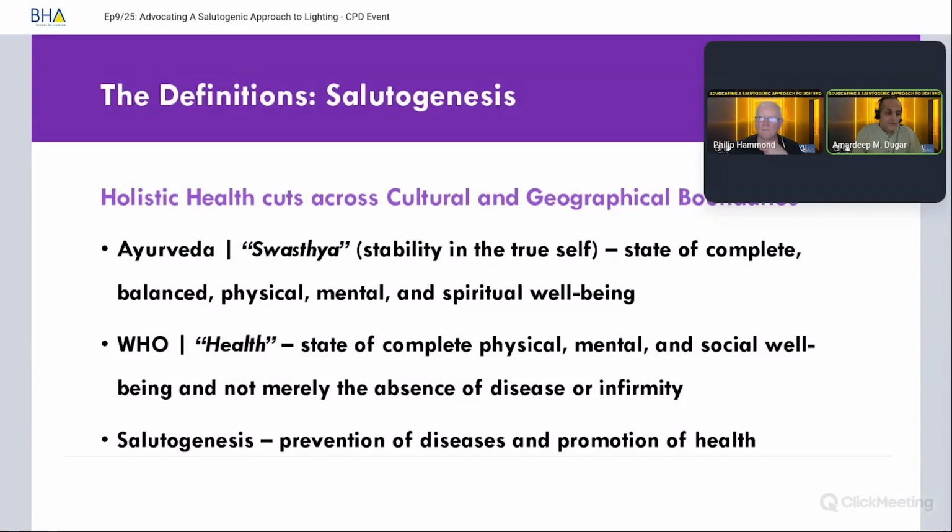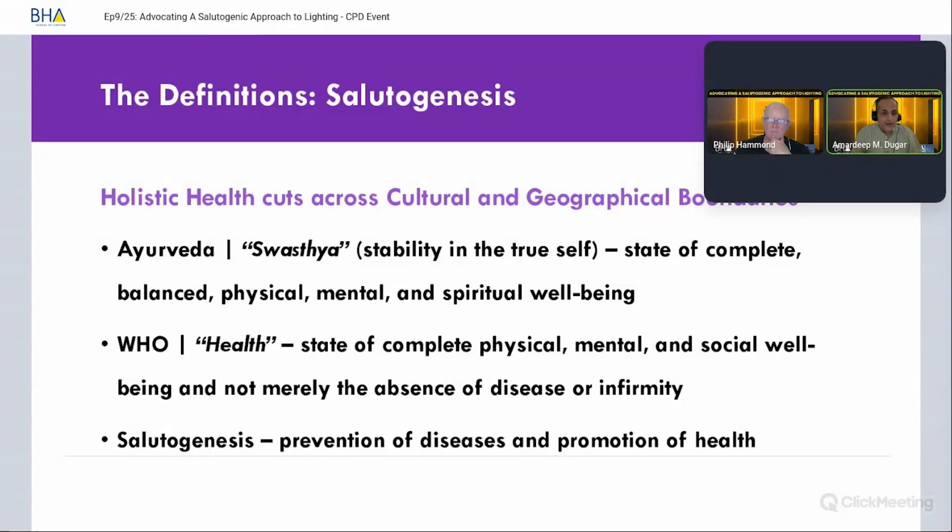Now, going back to the ancient science of Ayurveda, holistic health is talked about as swasthya. The meaning of swasthya is stability in the true self. It's the state of complete balance, physical, mental, and spiritual well being. And the WHO defines health as a state of complete physical, mental, and social well being, and it's not just about an absence of diseases.